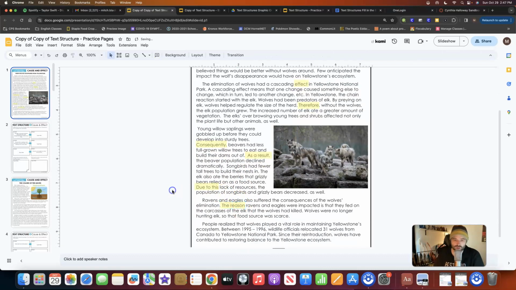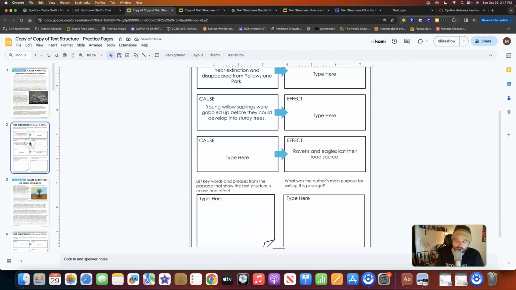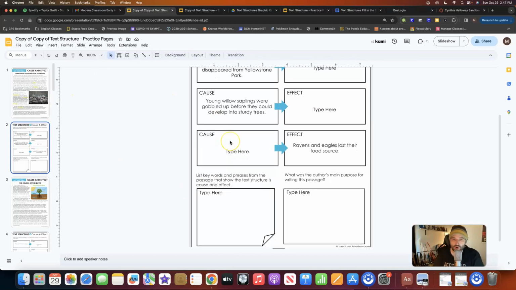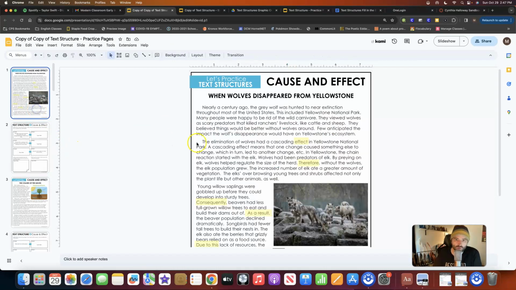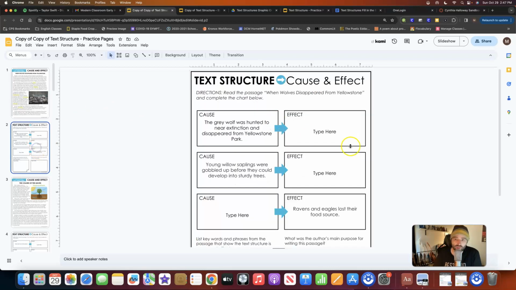And you see these are all just effects. So then you come here, all right, and so the gray wolf was hunted to near extinction and disappeared from Yellowstone National Park. So we want to look back here. Well, what was the result of that? And it should be directly near that happening. So the gray wolf was hunted, and that was right here, to near extinction. So right after that, many people were happy to be rid of that carnivore. So that's your first thing there, is many.